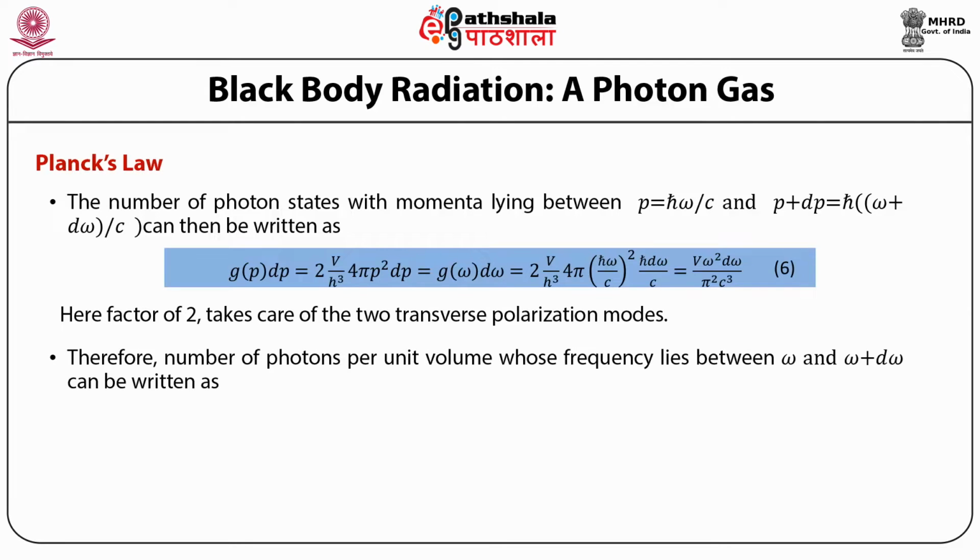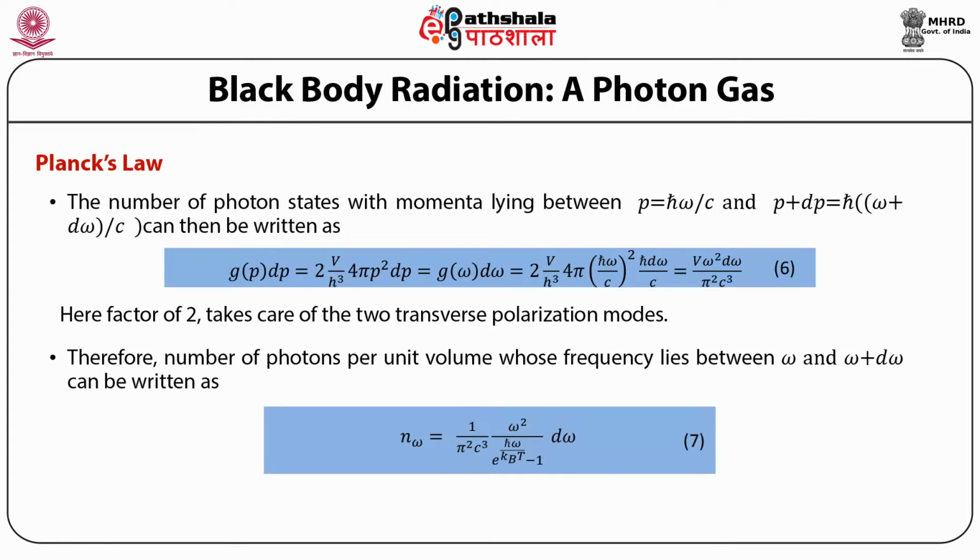Therefore, the number of photons per unit volume whose frequency lies between omega and omega plus d omega can be written as n(omega) is equal to 1 upon pi square c cube multiplied by omega square upon e raised to power h bar omega by kBT, minus 1, multiplied by d omega.